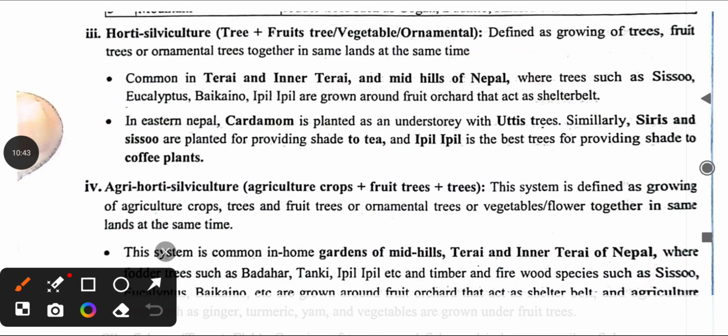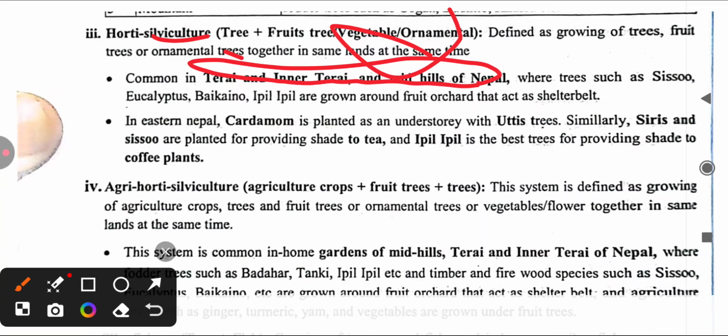Horti-silviculture: tree plus fruit, vegetable, ornamental. It is defined as growing of fruit tree or ornamental tree together in the same land at the same time. Common in Tarai, Inner Tarai, and Mid Hill of Nepal, where trees such as sisau, eucalyptus, bakaino, ipil-ipil are grown around fruit orchards that act as shelter.